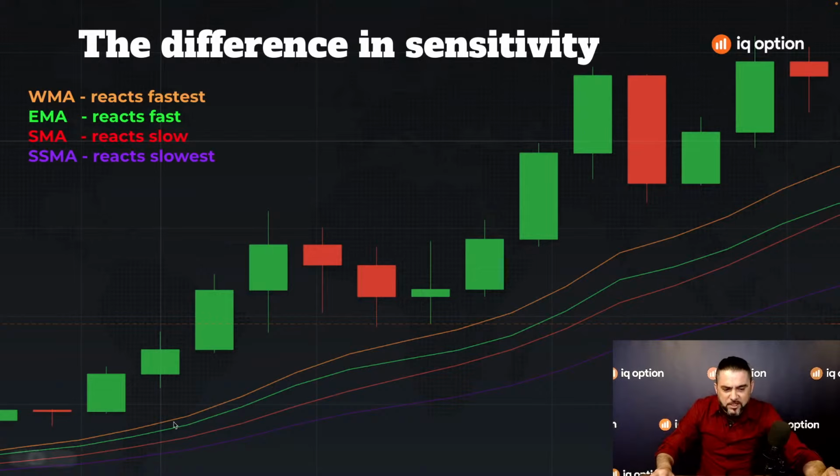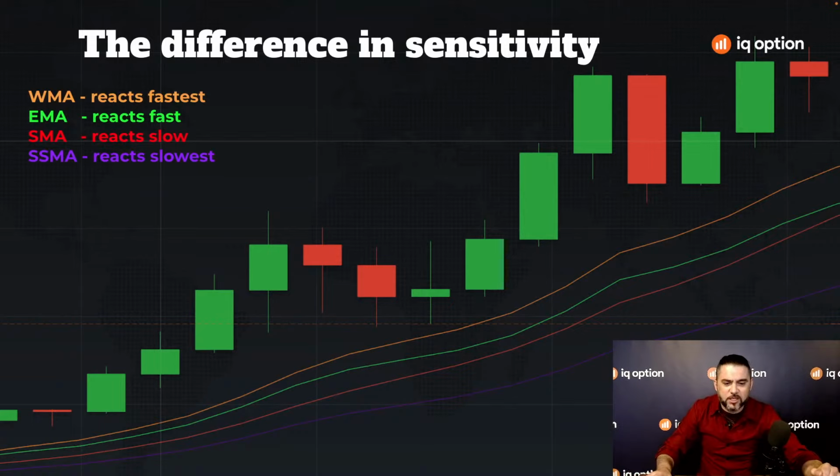Fastest to react means that as soon as you see the market starting to climb up, look at the directional shift. The purple one has a much slower trend upwards movement. It shows the trend is slower to pick up, where the EMA, the WMA is all the way up here. Like it's showing a much bigger uptrend reaction. So it reacts a lot faster. Very, very useful if you're trading fast.